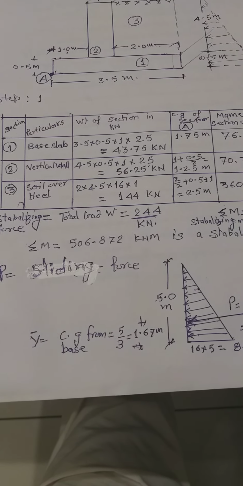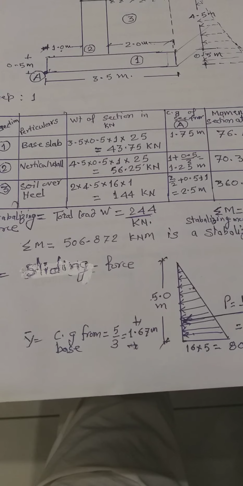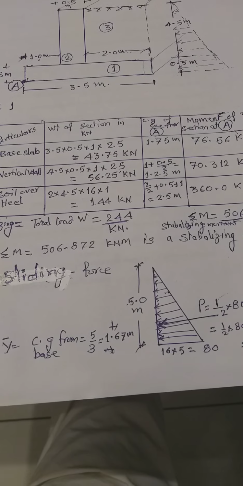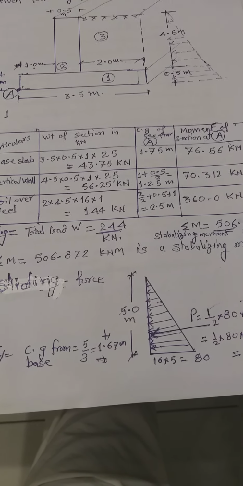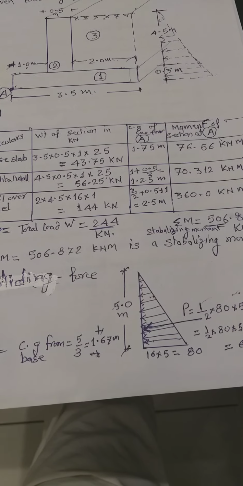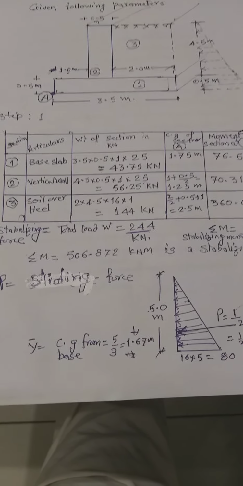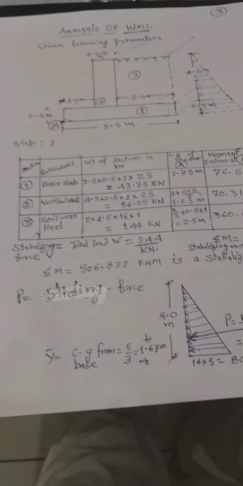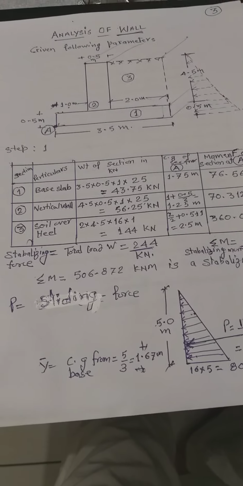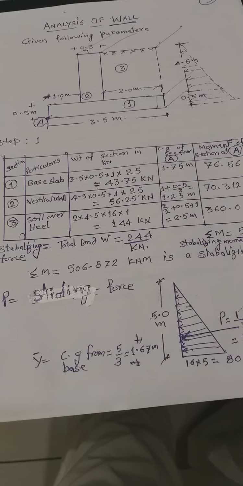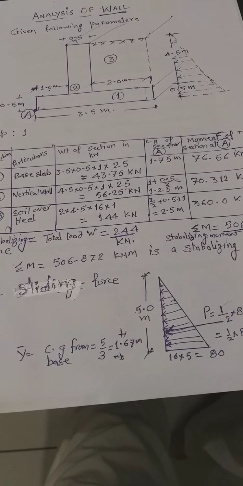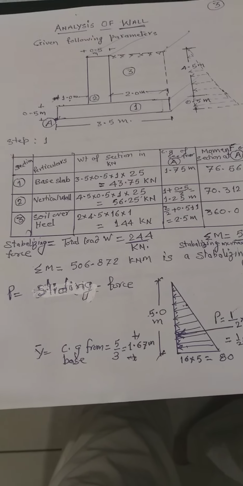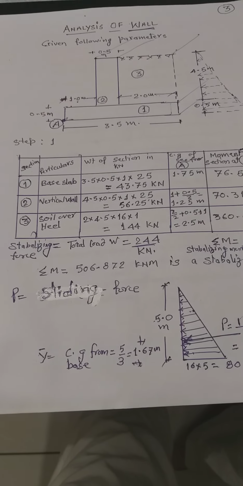So now this whole structure is analyzed in three sections. Section 1 comprises the base, that is toe and heel. Second, the vertical wall that we call the stem. And third, the earth, that is soil over the heel. First of all I am considering one section. Just concentrate over here on the table: the first column indicates 1, 2, 3, the number of sections. The second column indicates the base slab, vertical wall and the soil over the heel. Now the weight of section in kilonewton.